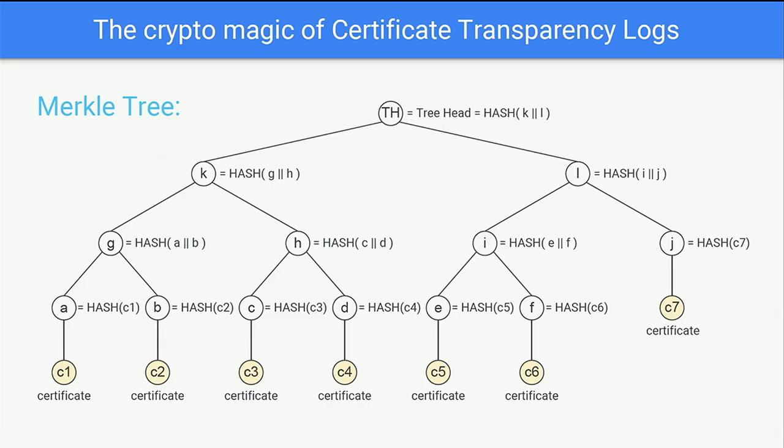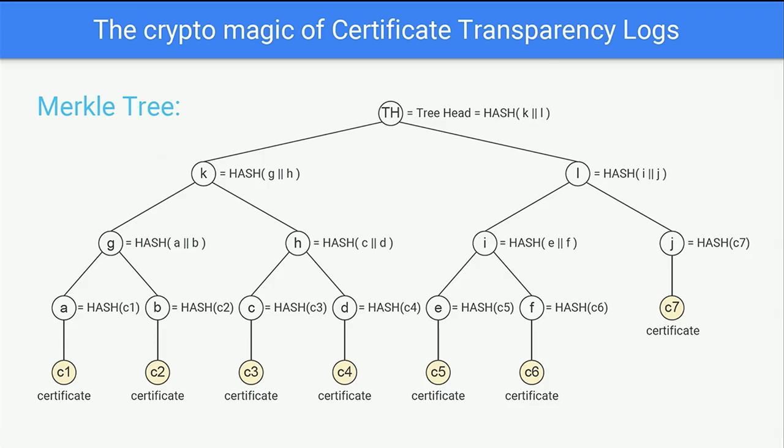So that's quite a small log. And a Merkle tree is basically just a binary tree where the leaves are the hashes of the certificates. So A is the hash of C1, B is the hash of C2, C is the hash of C3, etc. And the intermediate nodes are the hash of the concatenation of the 2 children of that node.